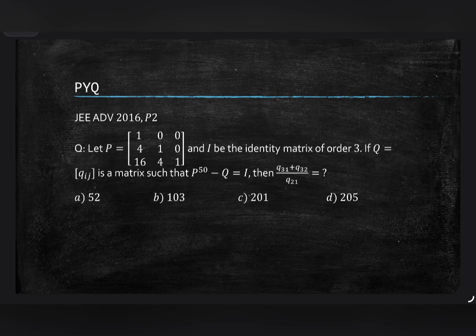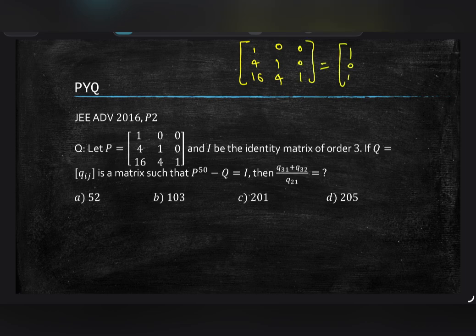What did we learn yesterday? Yesterday we saw that whenever we have to compute the higher power of some matrix, we break that matrix as a sum of two, in which one part will be identity. So this matrix P I will write as identity plus some matrix A. Can I say the matrix A will be 0 0 0, then 4 0 0, and then 16 4 0. Basically we have written P equals I plus A.